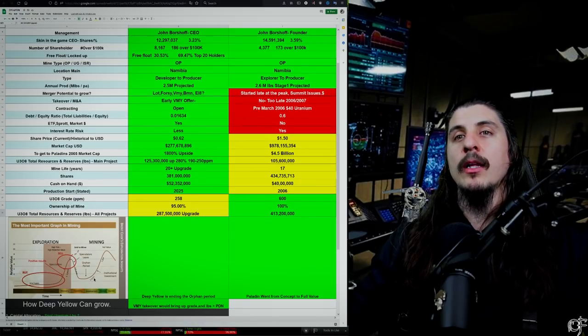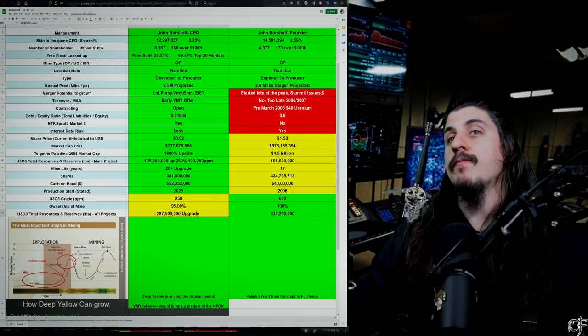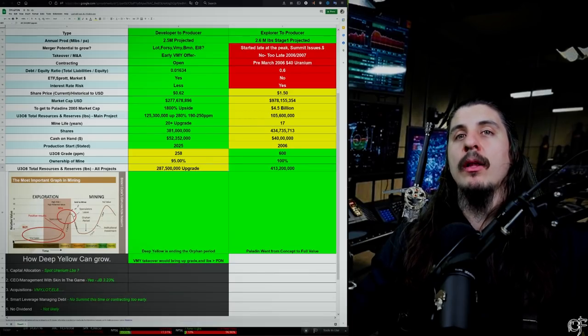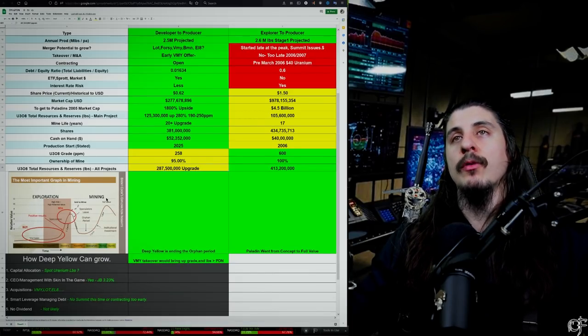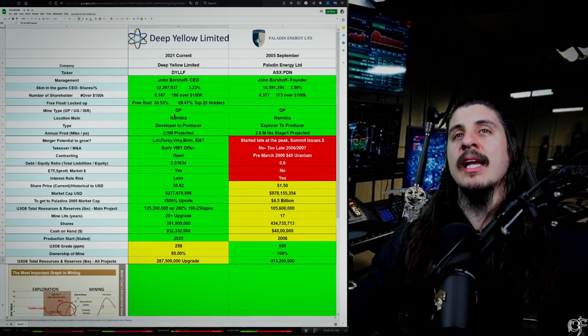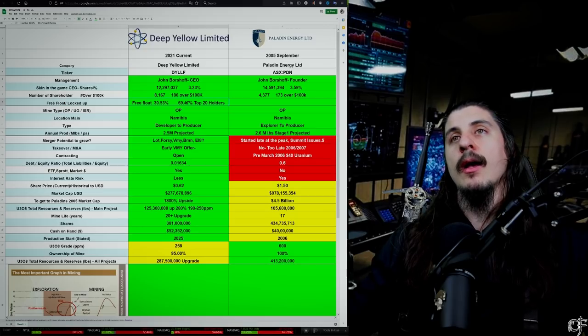Now, Deep Yellow is right here in this orphan phase. They're getting into production, into development, and then startup of the mining. And then they're going to get into long-term contracts and production. Now, Paladin was over here. It was a lot younger company, smaller, and it did that massive run. But things I look at is the float. What's the free float? I told you earlier, 69% is held by the top 20 shareholders, so it only leaves 30% of the float.